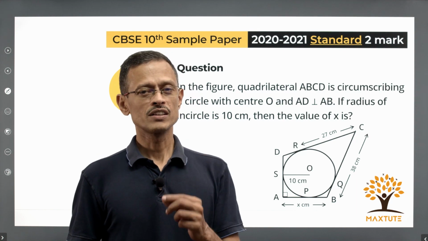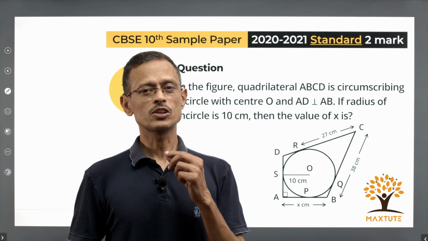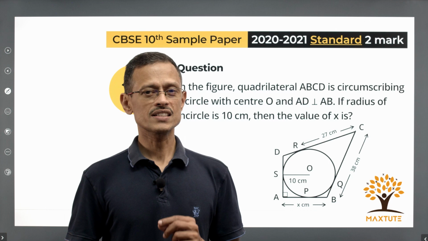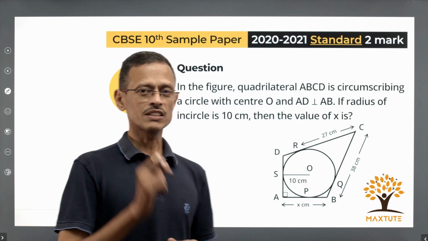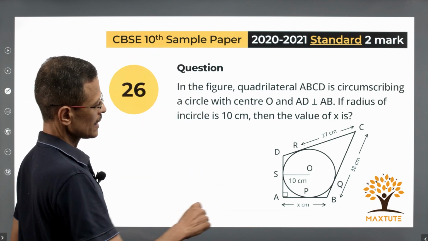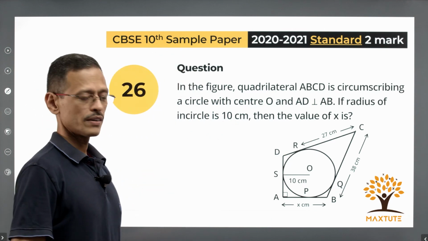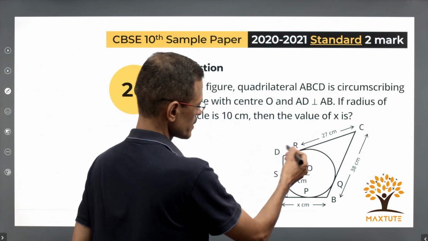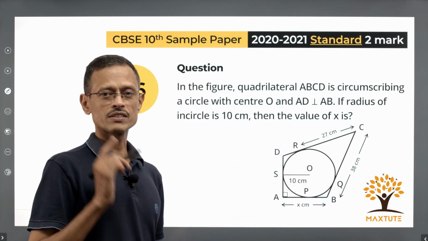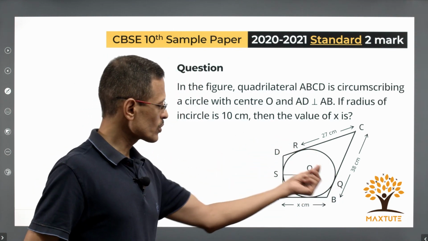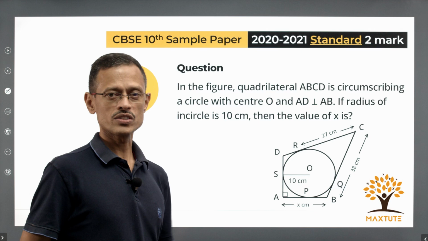The second property is, from an external point, we will be able to draw 2 tangents to a circle and both these tangents will be equal in length. Let us start with the question. In the figure, quadrilateral ABCD is circumscribing a circle with center O, right? So, which essentially means the circle will touch all 4 sides of the quadrilateral and all 4 sides of the quadrilateral will be tangents to the circle.